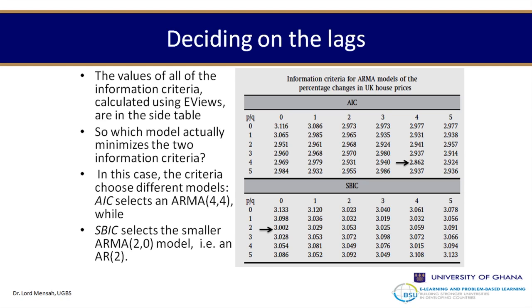And as you can see from here, SBIC, because it allows for what? A higher penalty for adding more variables, always picks the smallest model, as we depicted in the theory.